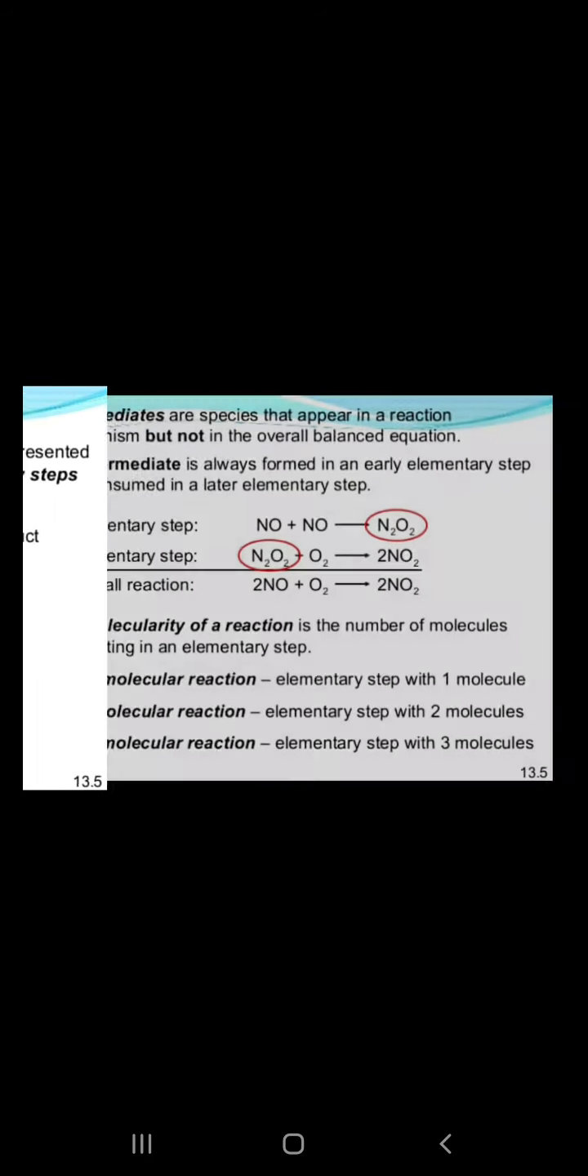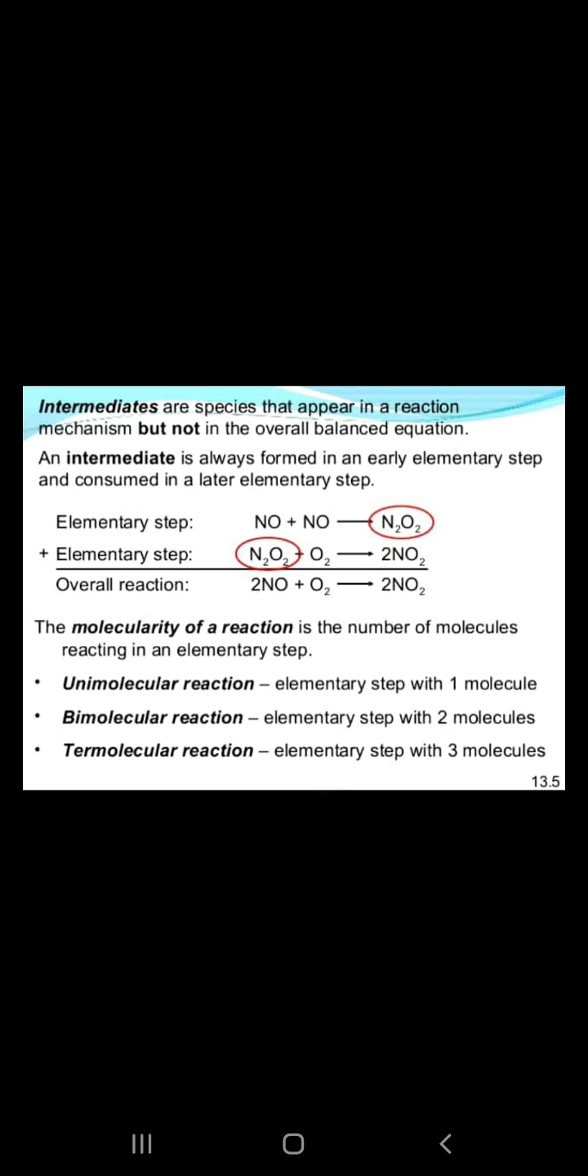Clear? An intermediate is a species that appears in a reaction mechanism but not in the overall balanced equation. An intermediate is always formed in an early elementary step and consumed in a later elementary step. So the overall reaction is 2NO plus O2 equals 2NO2.